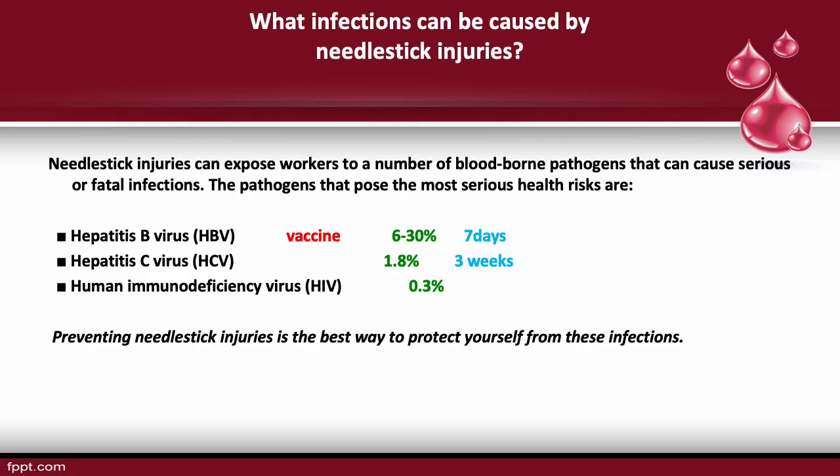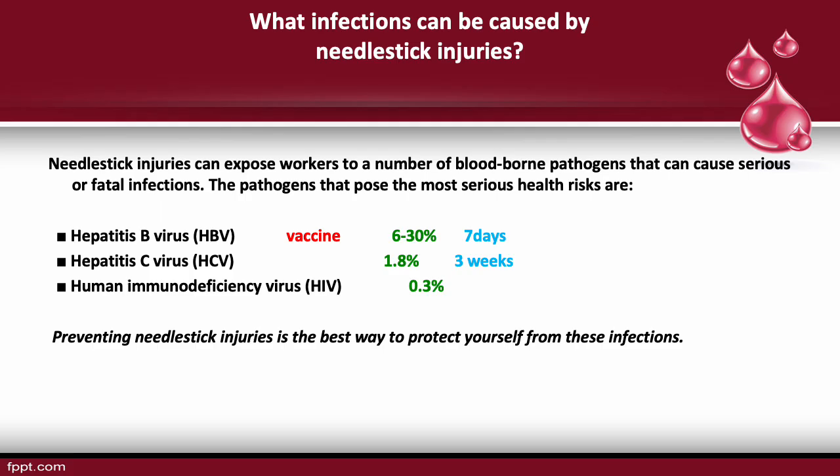If the healthcare worker gets a needle stick injury and the patient has hepatitis B virus, there is a chance that he may get it from 6 to 30%, unless the healthcare worker is vaccinated. Also, if the patient has hepatitis C virus, there is a chance that the healthcare worker may get it by 1.8%. And if the patient has an HIV virus, there is a chance for the healthcare worker to get it by 0.3%.